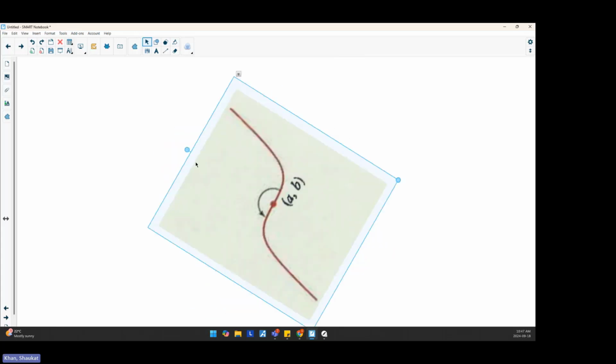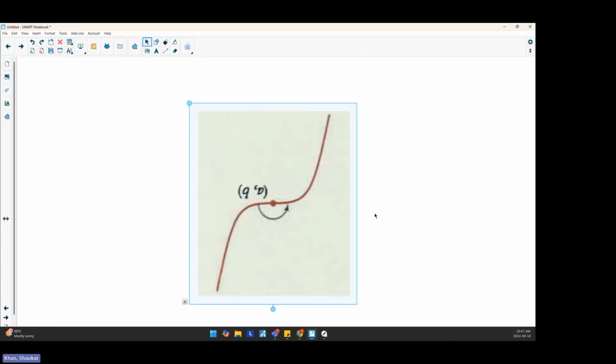So this is my graph. If I rotate 180 degrees, it's exactly the same graph, right? That's what point symmetry is. So see here, this is the original graph. You can see A and B are the right way up.